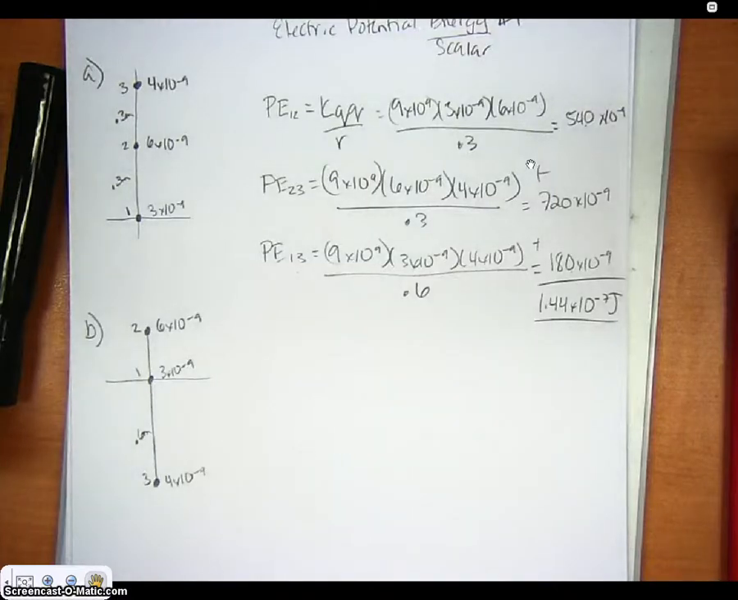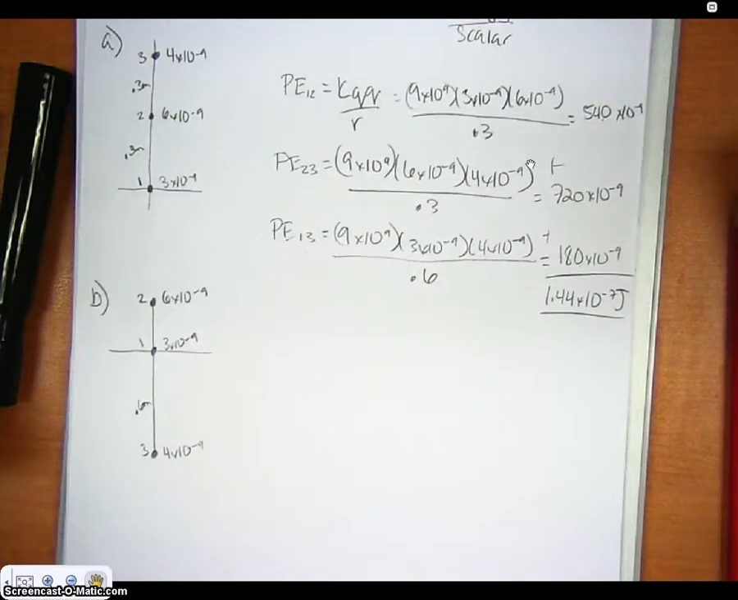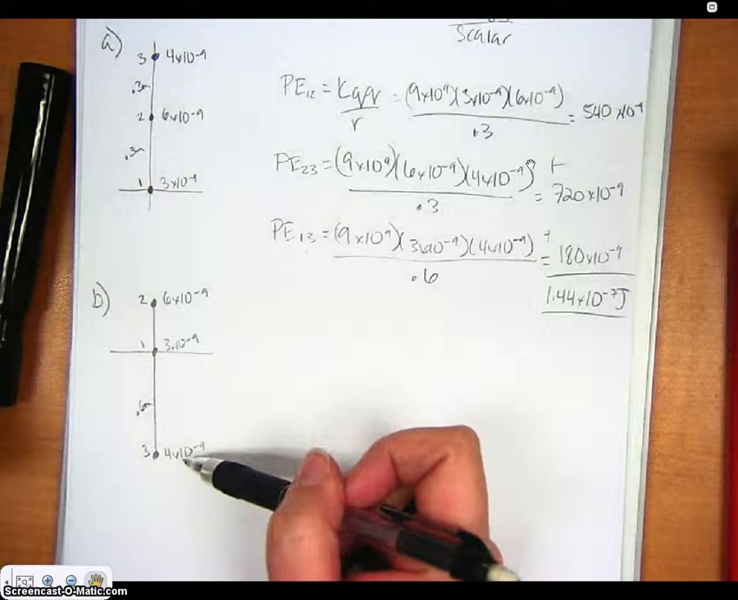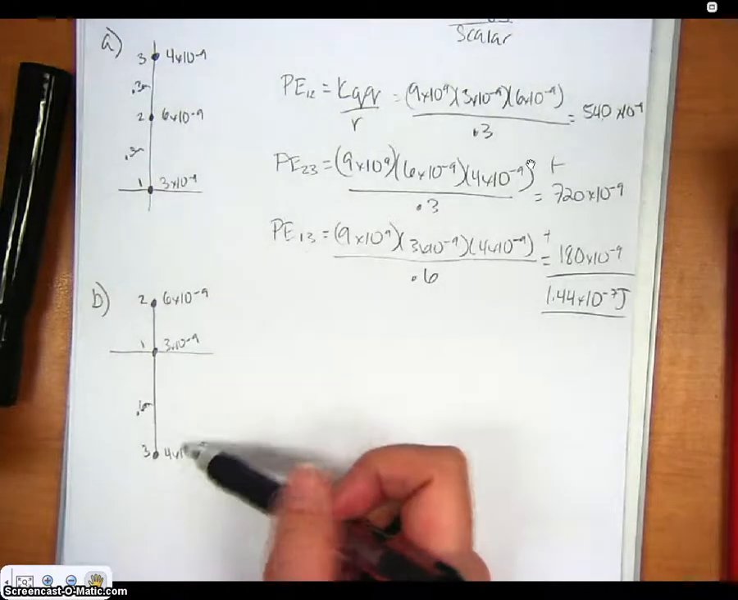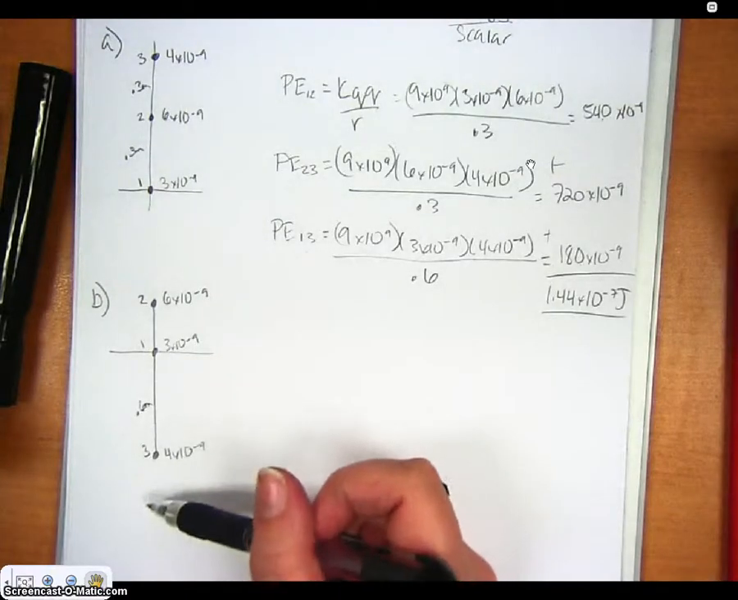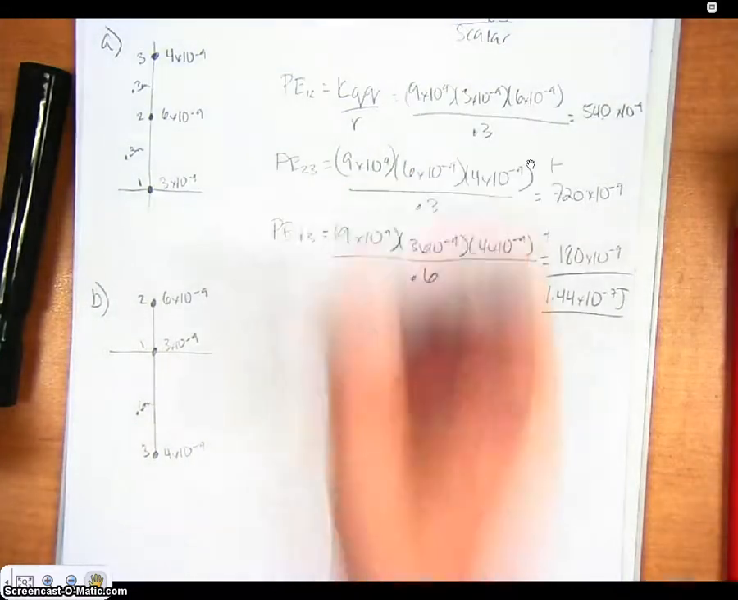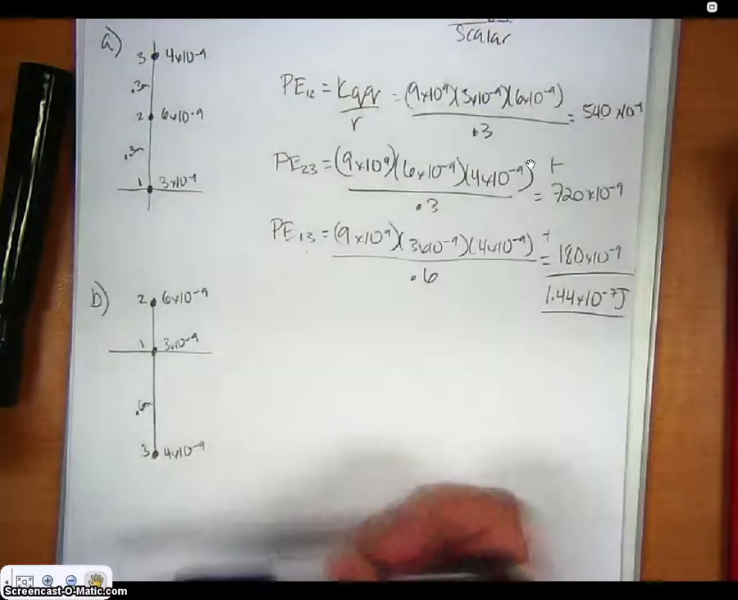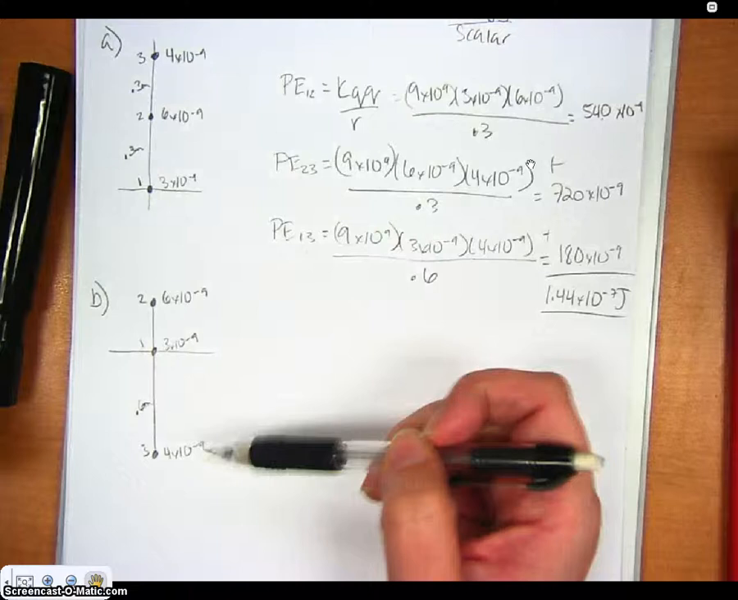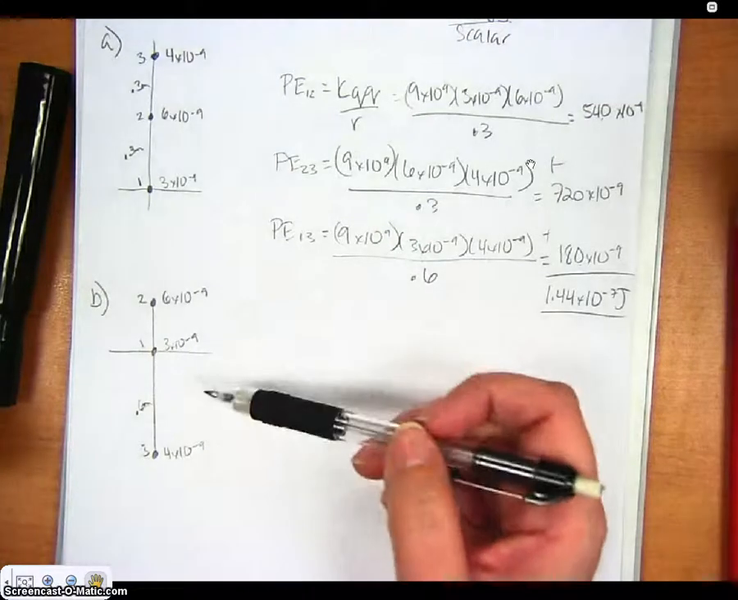Okay, now for part B it says, let's say you take this 4 times 10 to the negative 9th charge and you move it 0.6 meters below the origin. So instead of having it up here 0.6 meters, now it's 0.6 meters below, so there's a different energy associated with them now being a different distance apart.